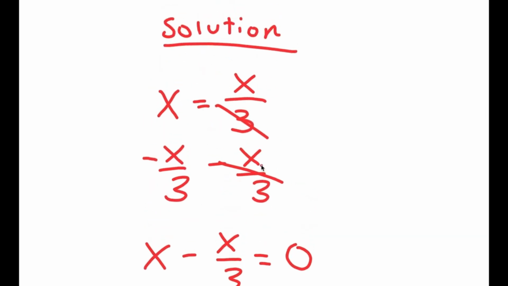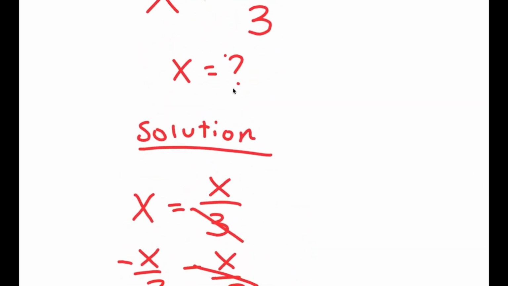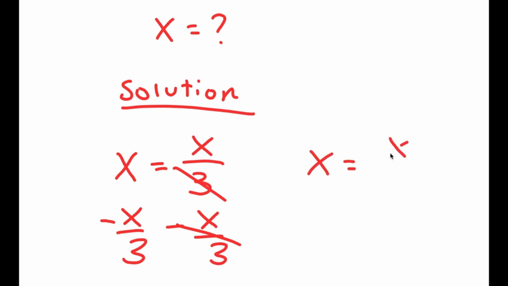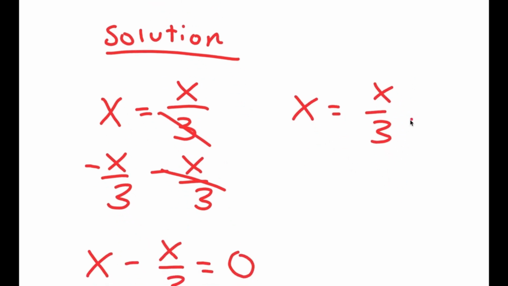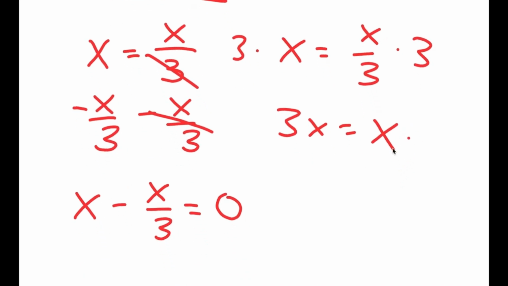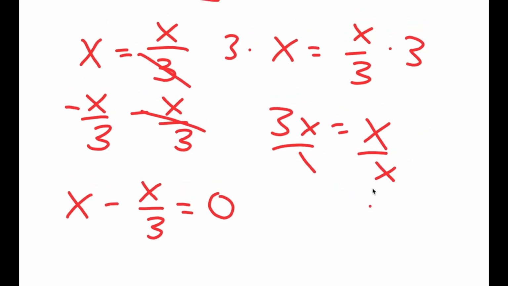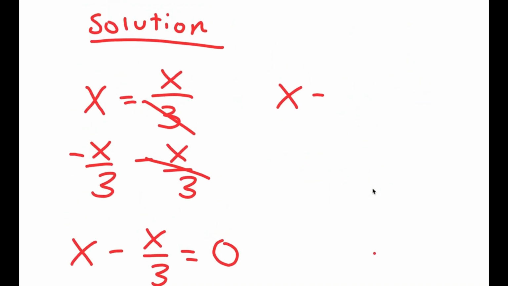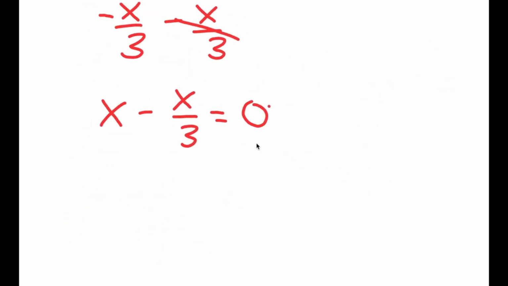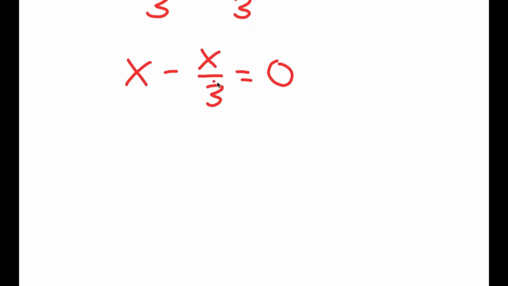Now, a common mistake that most people make when solving this equation is they multiply both sides by 3. So I get 3x is equal to x, and then they divide both sides by x, so they get 3 is equal to 1. And this is an invalid statement, so that is the wrong way of solving this. So the correct way is this one.